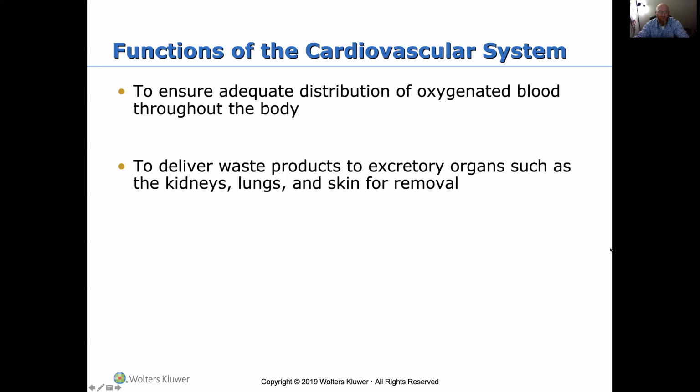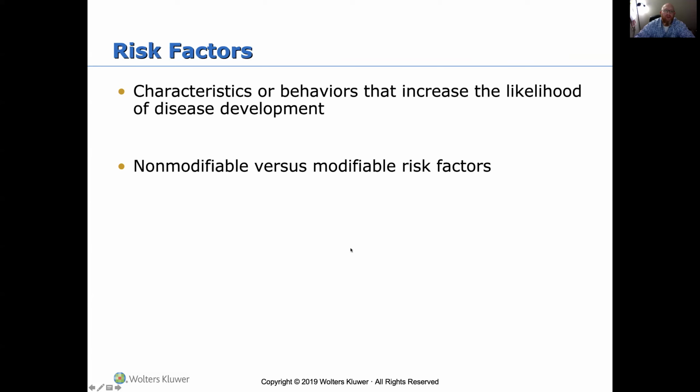So the functions of the cardiovascular system are to ensure adequate distribution of oxygenated blood throughout the body. Obviously, that's the key. And another big thing, it delivers waste products to excretory organs such as the kidneys, the lungs, and the skin for removal. We need to release carbon dioxide. Our kidneys need to produce urine to get rid of things that we don't need anymore. So the cardiovascular system not only deals with distributing oxygen, but it also helps our bodies to rid themselves of waste.